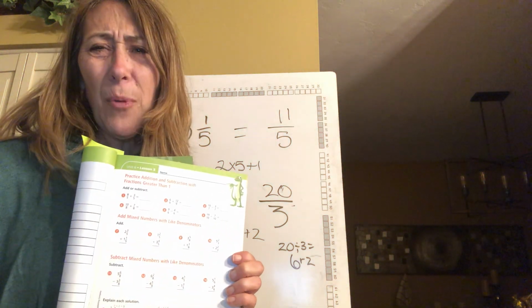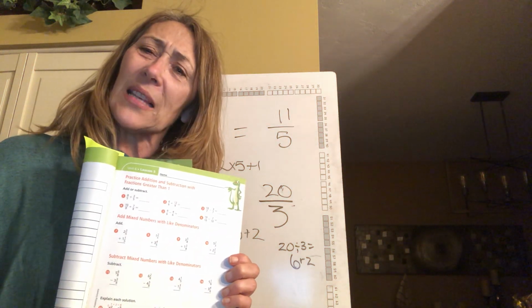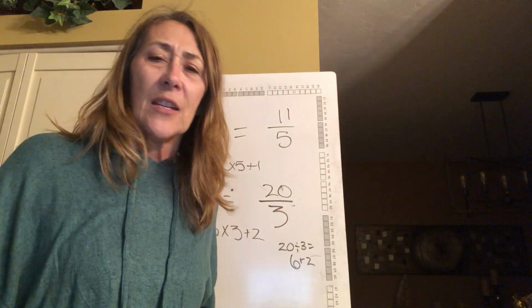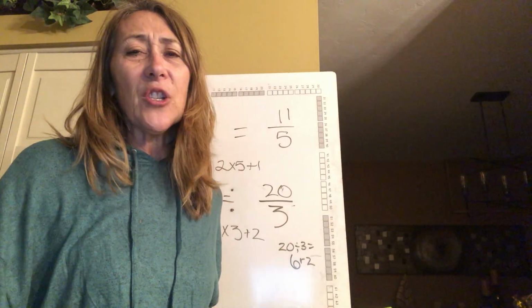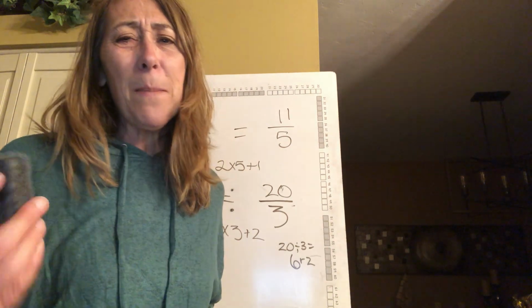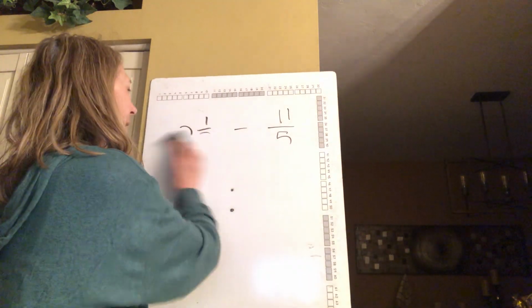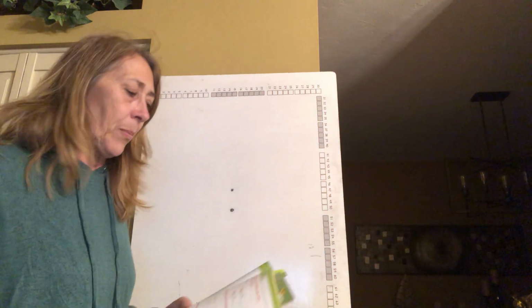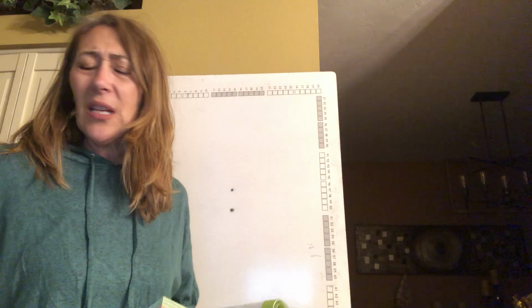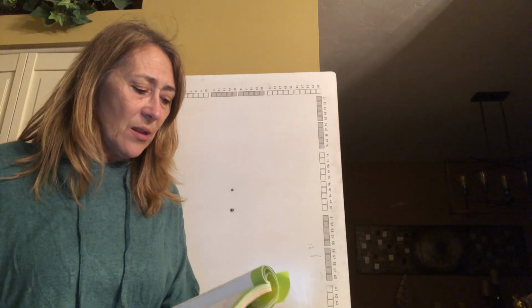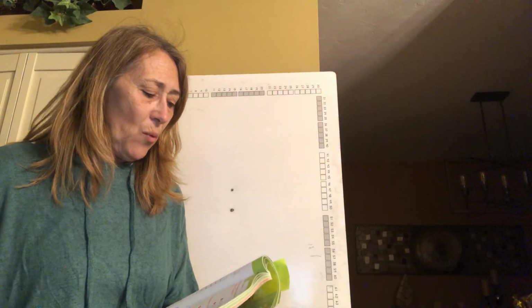Now I want you to take a look at your workbook page 267. We're going to do a couple problems together, and then I want you to try some on your own. So get that out, get your pencil out, and maybe some paper on the side if you need to. So we're going to be adding and subtracting with fractions greater than 1. So let's look at number 1.